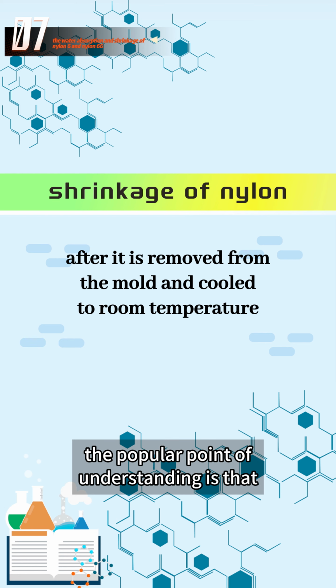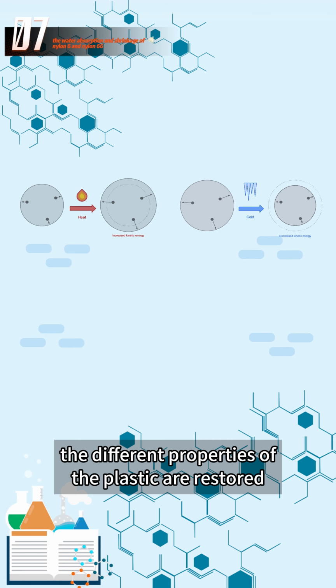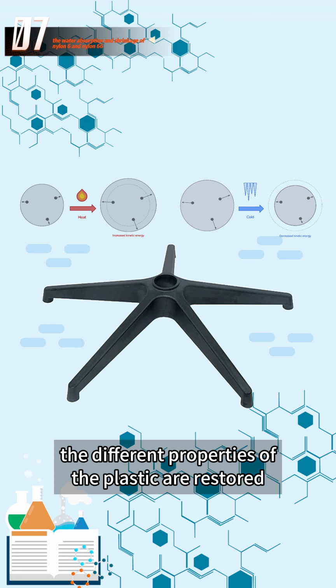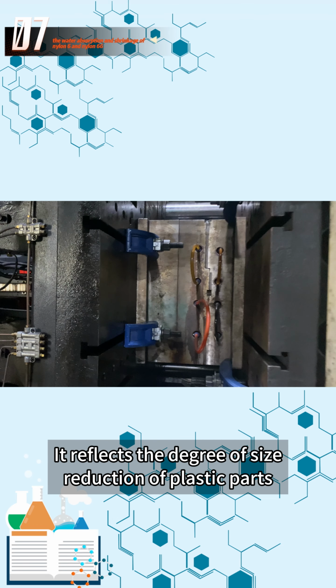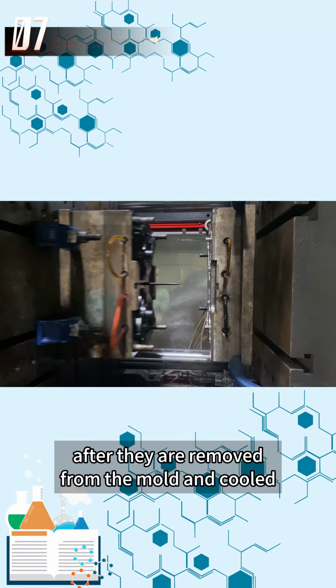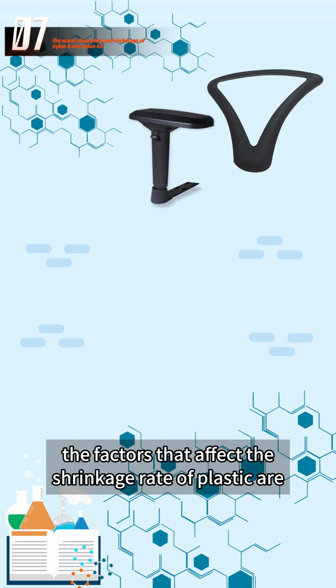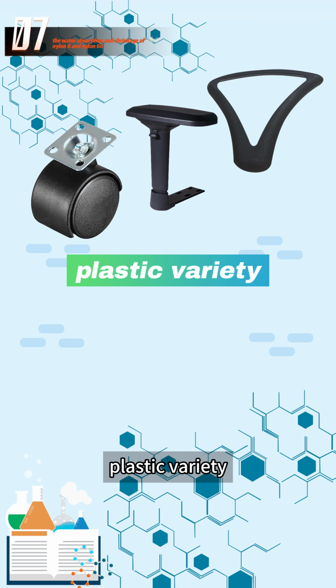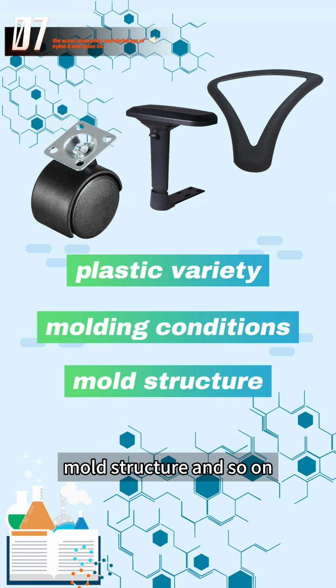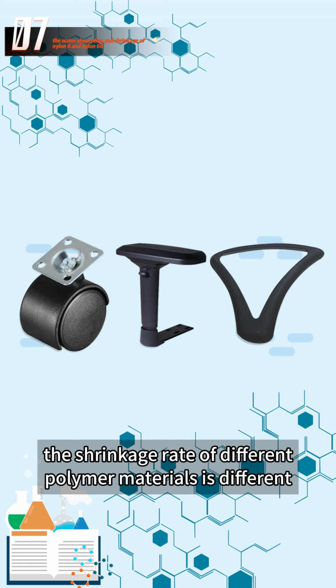The popular way of understanding it is the principle of thermal expansion and cold contraction, after which the different properties of the plastic are restored. It reflects the degree of size reduction of plastic parts after they are removed from the mold and cooled. The factors that affect the shrinkage rate of plastic are plastic variety, molding conditions, mold structure, and so on. The shrinkage rate of different polymer materials is different.